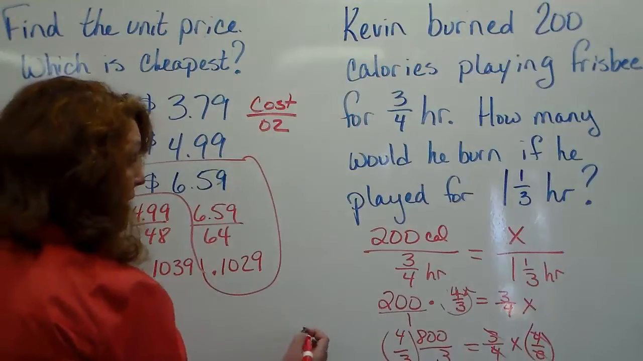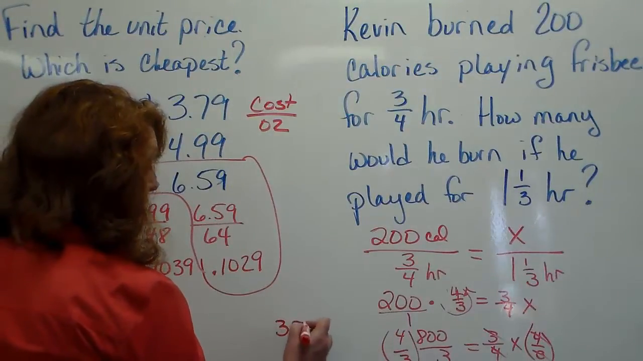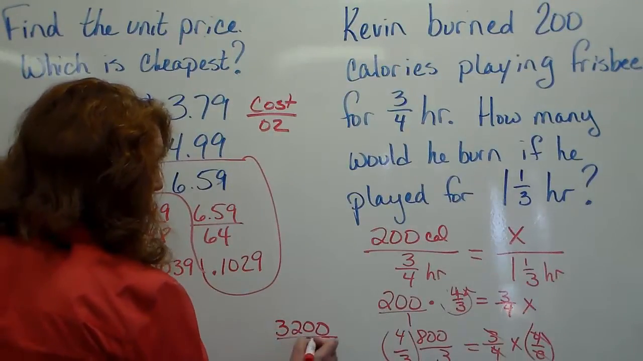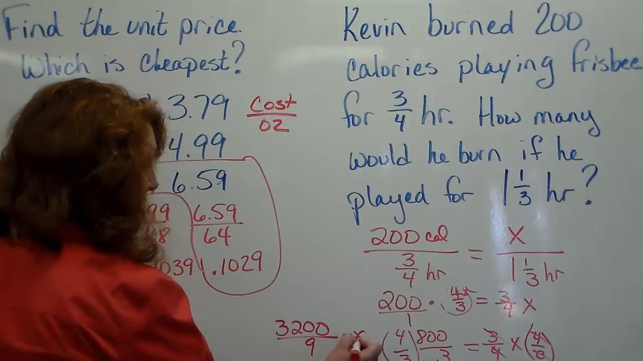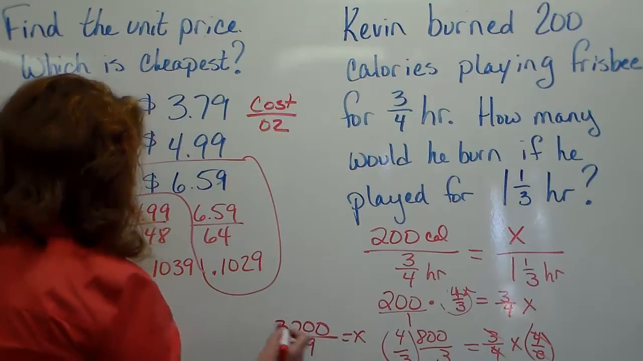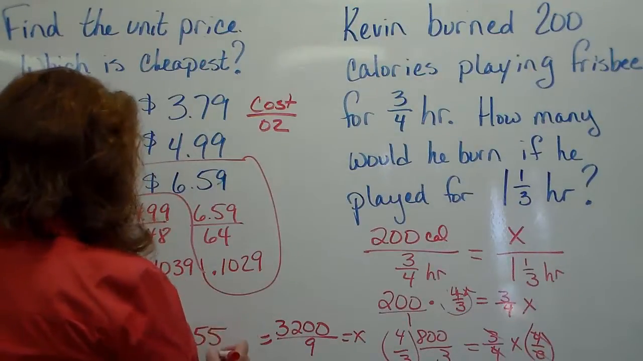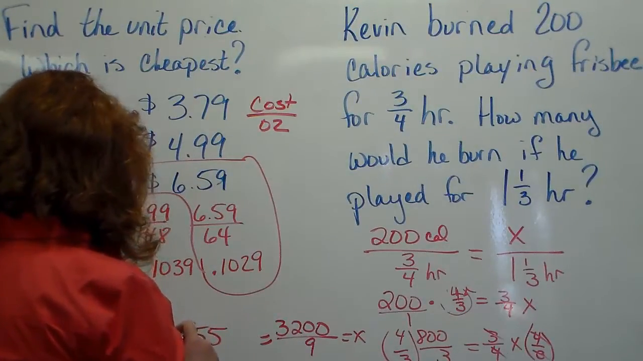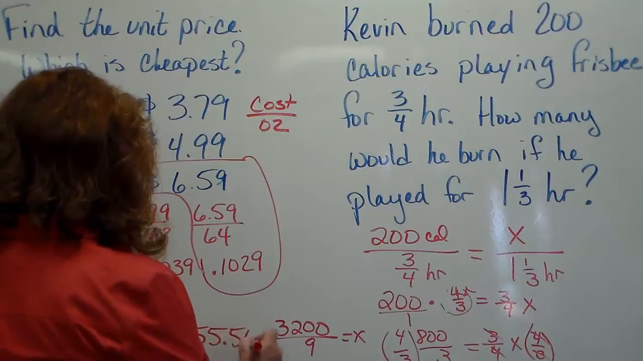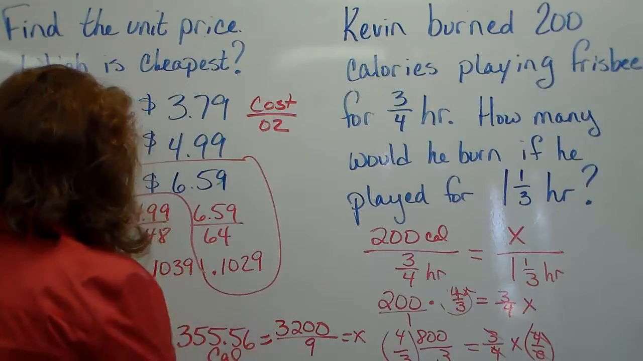So moving over here, we've got 3,200 over 9 equals x. And 9 goes into 3,200, 355 times 0.56. And that's how many calories he burned.